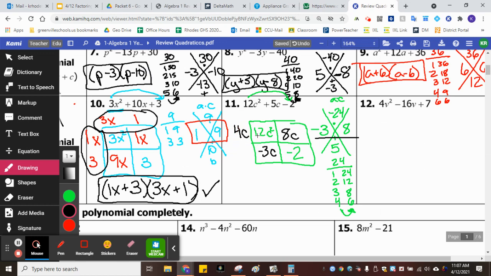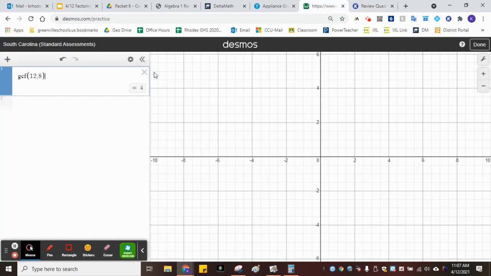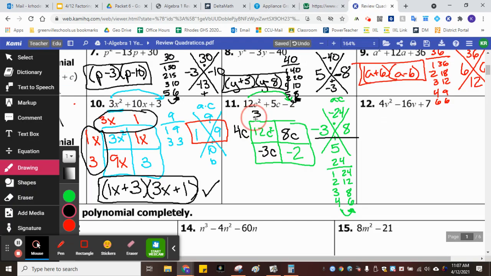Two ways to do it. So you can do the greatest common factor between 12 and negative 3, which is 3, and they both have a c in common. So 4 times 3 is 12, c times c is c squared. 8c divided by 4c is 2, because 4 times 2 is 8. 3 times negative 1 is c, and then 2 times negative 1 is negative 2.